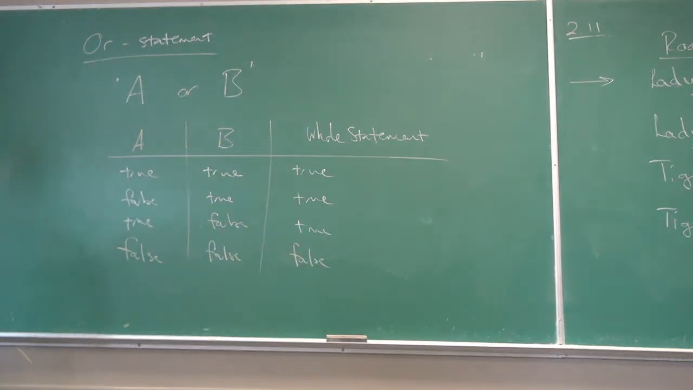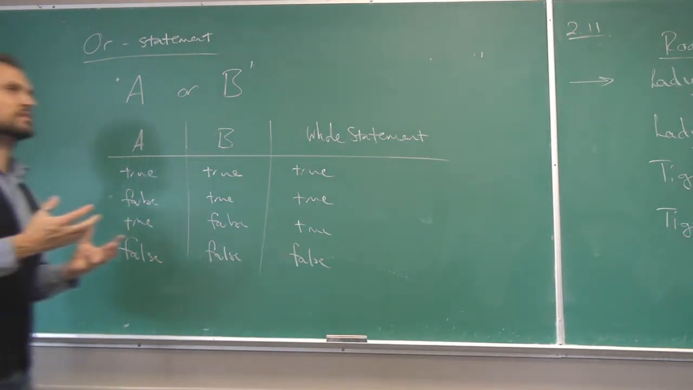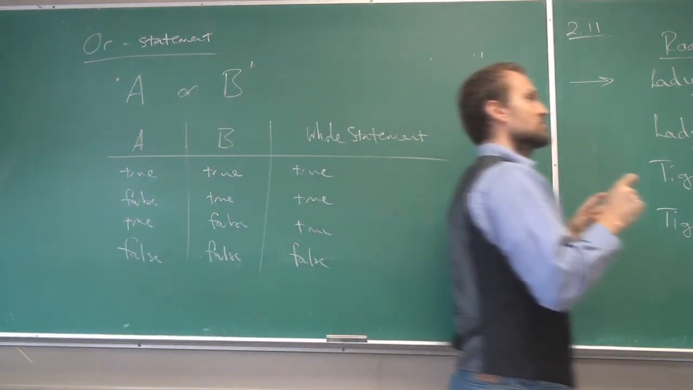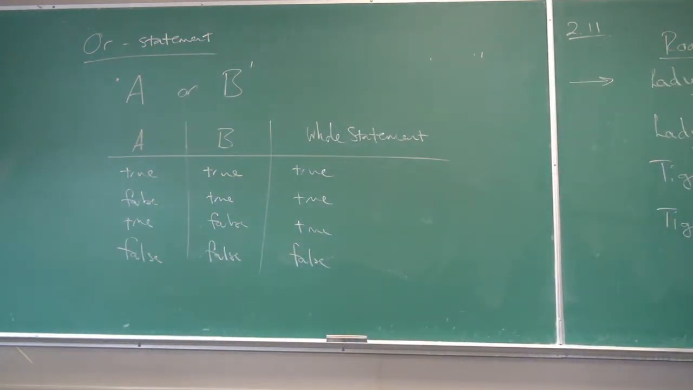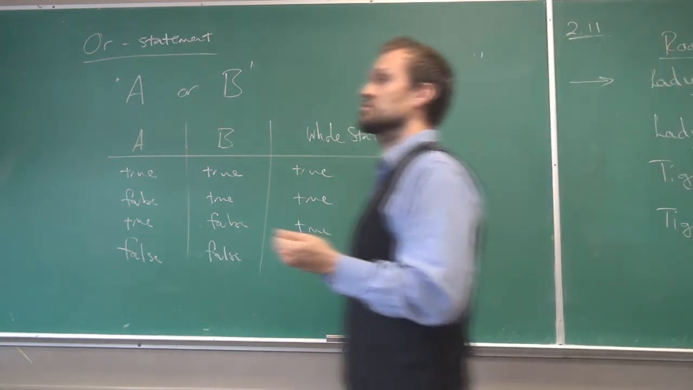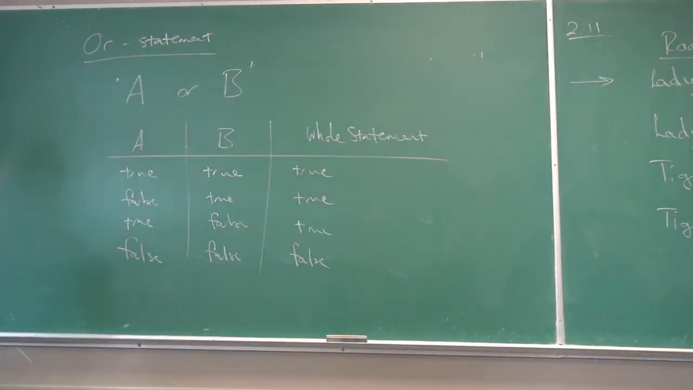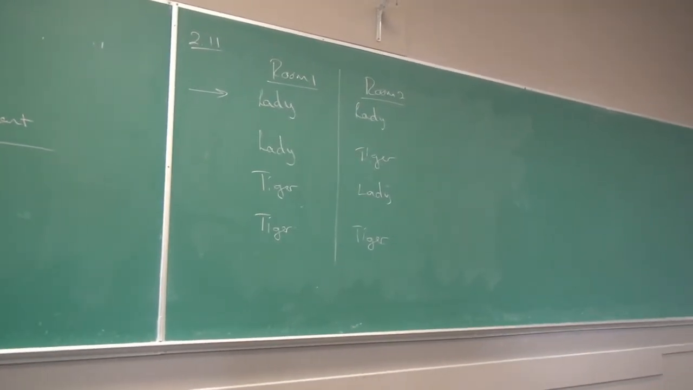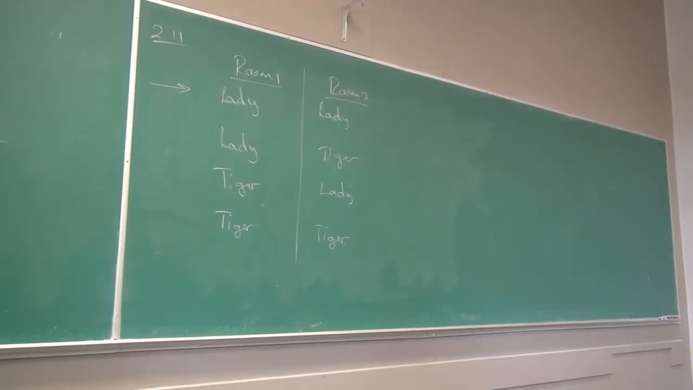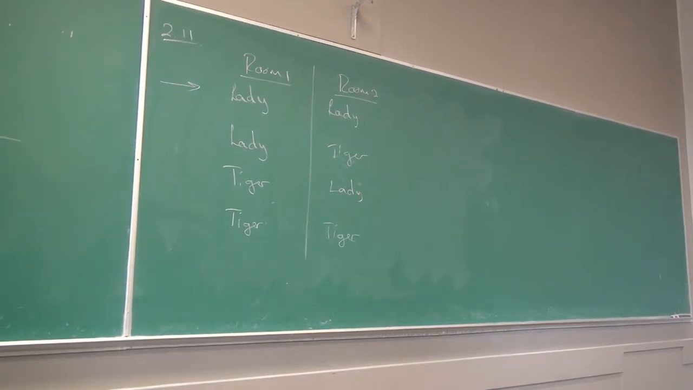So it's different than an and statement. An and statement was more restrictive. It required both pieces to be true for the whole thing to be true. An or statement just requires that one of them is true. It doesn't have to be both. So it's a little more relaxed. Any questions on an or statement? That one might be a little more confusing, but it comes up in this 2.11, so we have to be able to deal with it.